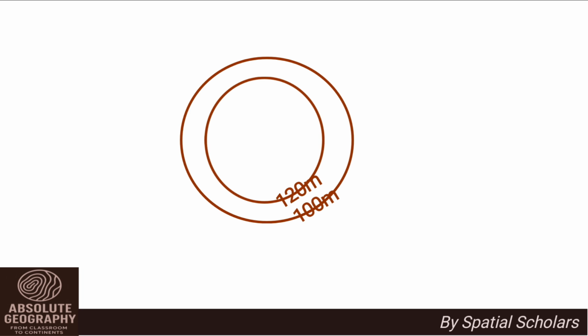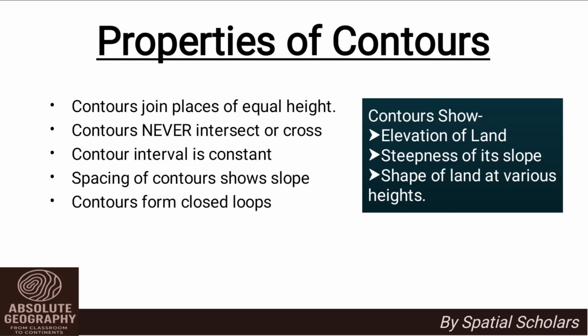Contours are imaginary lines joining places of the same height above mean sea level. They are shown in brown color on the topographical maps. Contours can never intersect or cross each other. If they do, it would mean that a single point has two different heights, which is impossible. Contours always form closed loops.